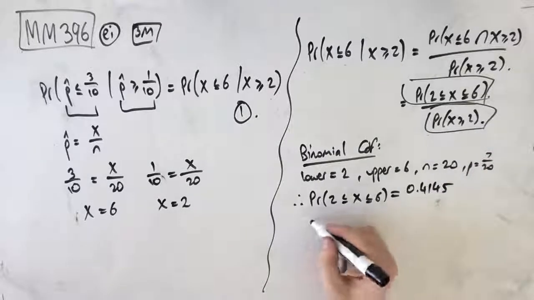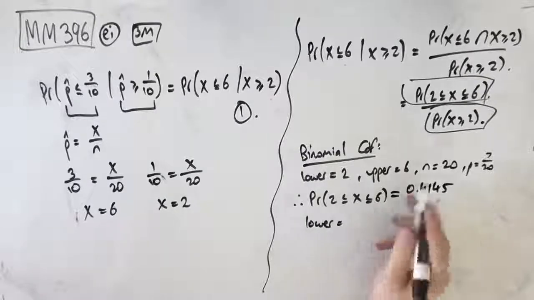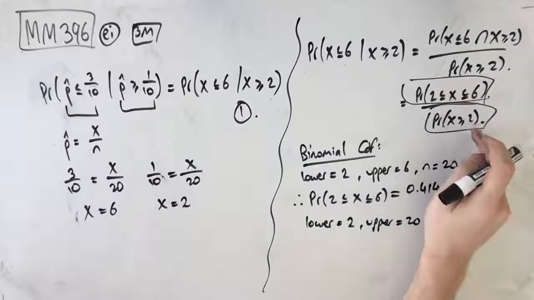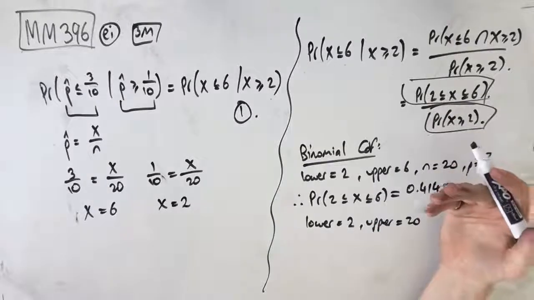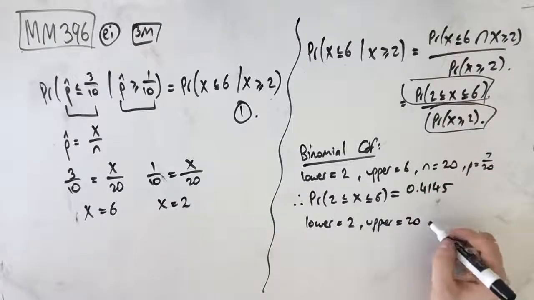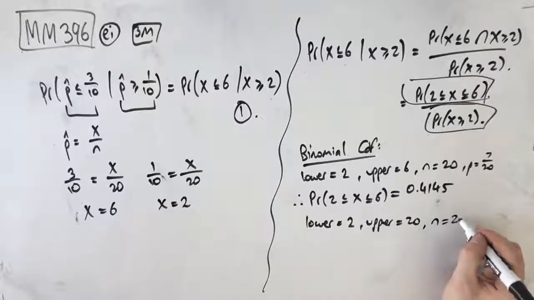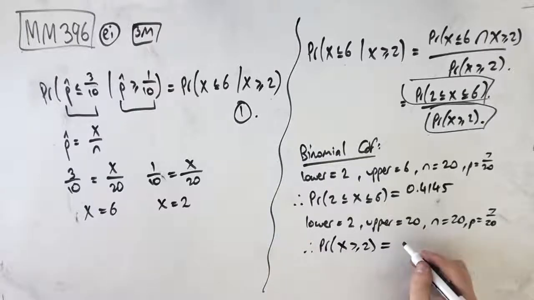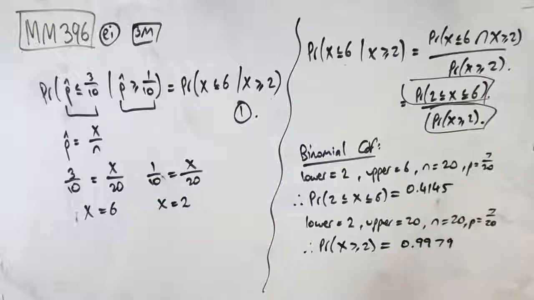And then we can figure out this one. So the lower this time is 2, and our upper is 20, right? Because we don't have an upper limit for this because it's greater than 2, but we have a natural upper limit because we've only done 20 trials, so we can't figure out the probability of doing 21 because that's not in the domain. So then our n is again 20, and our p is again 7 on 20. Awesome. So plugging this into your CAS, you therefore get the probability that x is greater than or equal to 2 is equal to 0.9979, almost 1. Now, there's our second mark right here.